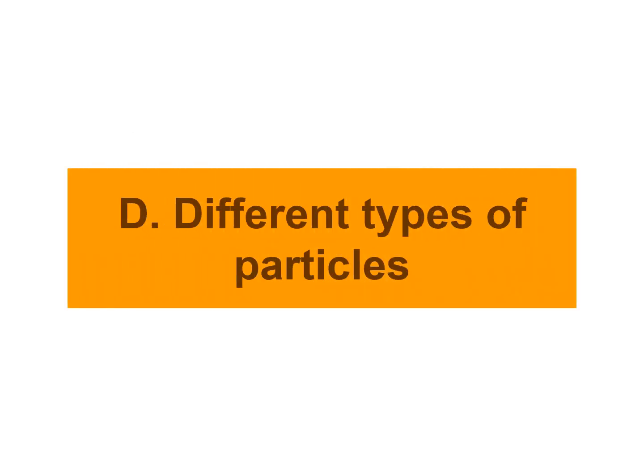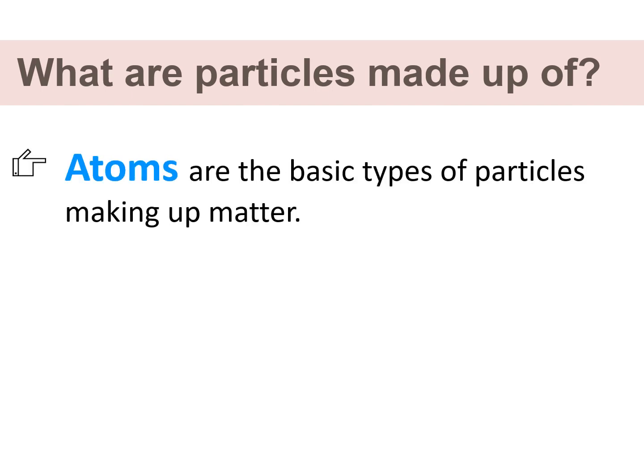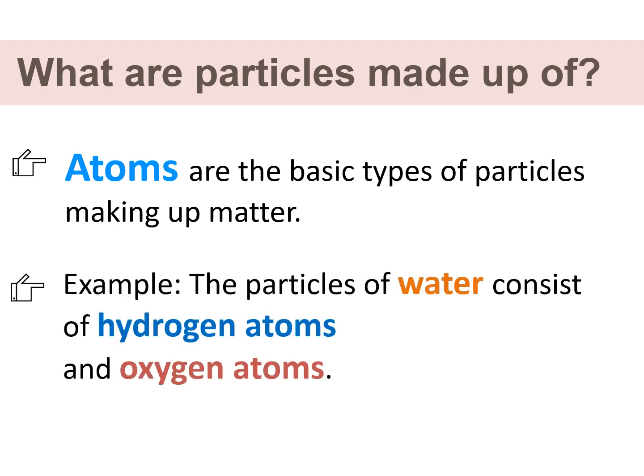Section D. Different types of particles. What are particles made up of? Atoms are the basic types of particles that make up matter. Atoms, 原子. For example, the particle of water consists of hydrogen atoms and oxygen atoms.